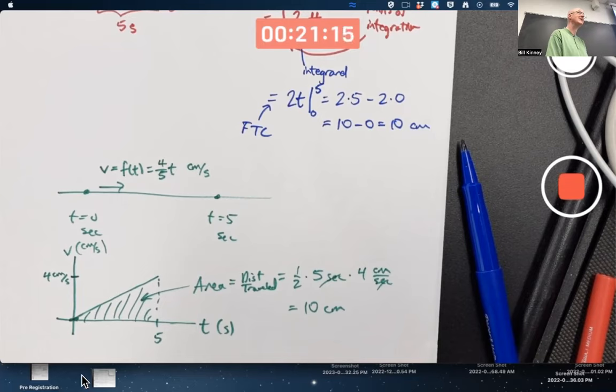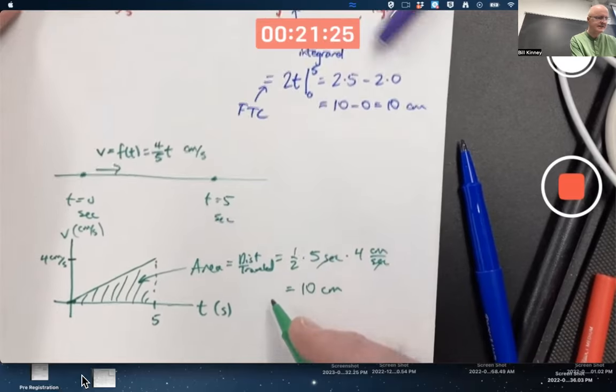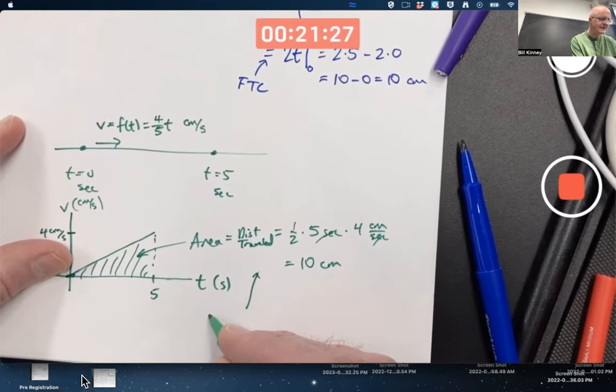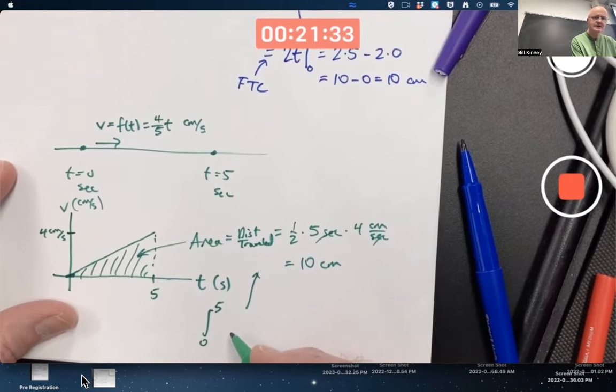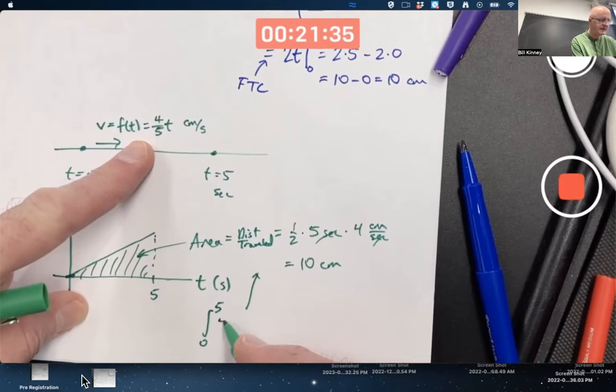Am I making sense here? You can think intuitively about these things, not looking completely for rigorous proof. This distance traveled, this area, can also be written as an integral. Integral from 0 to 5 of this speed function, 4/5 t.